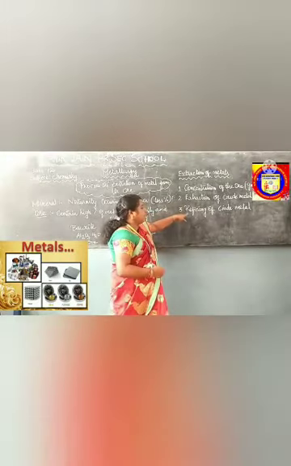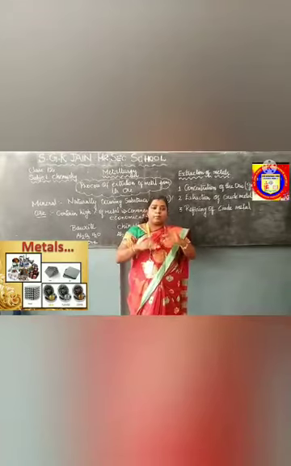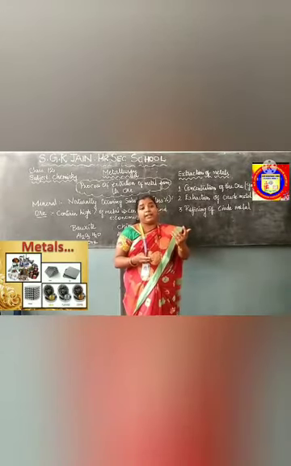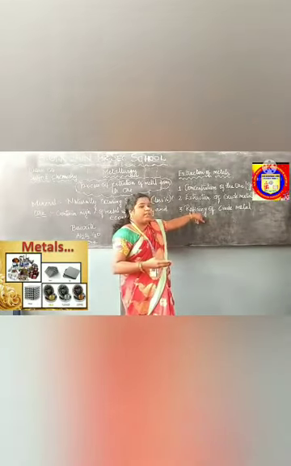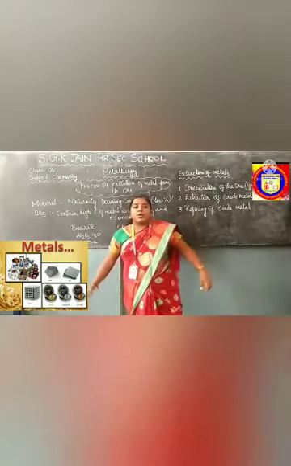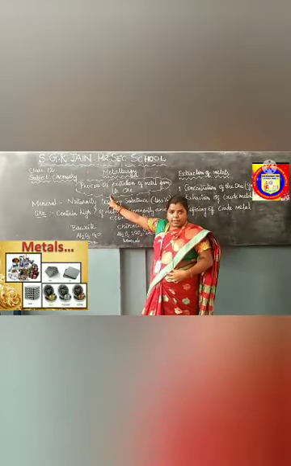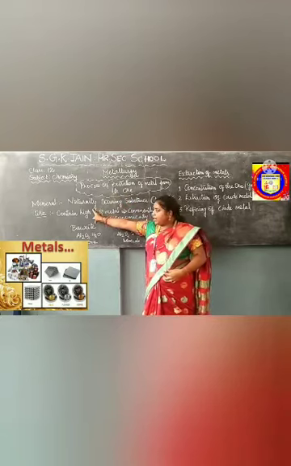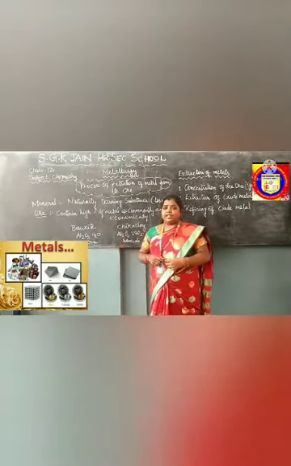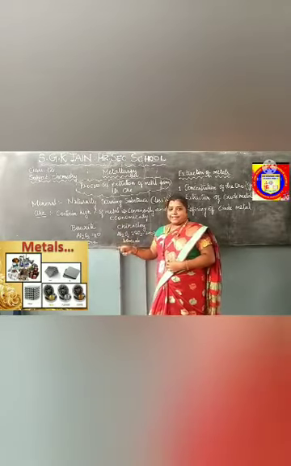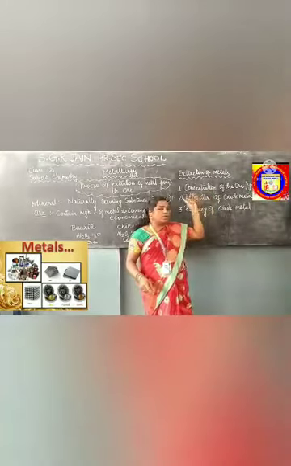And finally, refining of crude metal. Okay, we have extracted it. Finally, we have to purify it, then only we can get it in the purest form. That is why the third step involved is refining of crude metal. So in this video, we have discussed the definition of metallurgy, then the definitions of minerals and ores, then the difference between minerals and ores, examples of minerals and ores, as well as the extraction of metals.